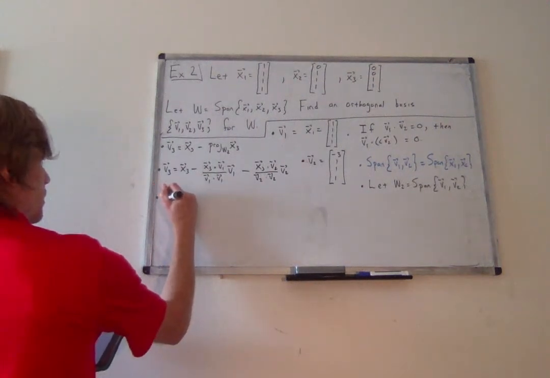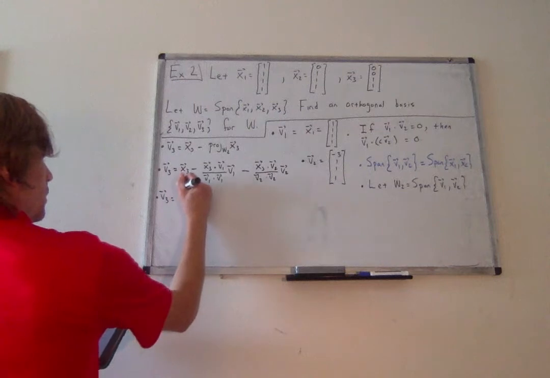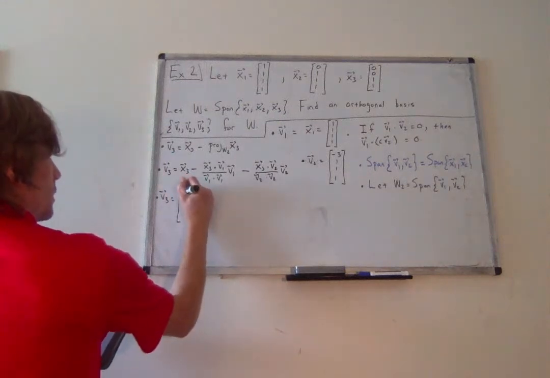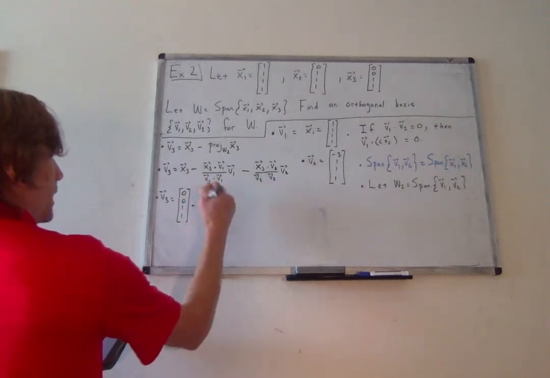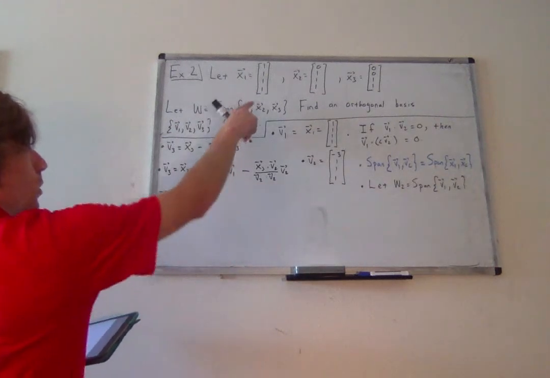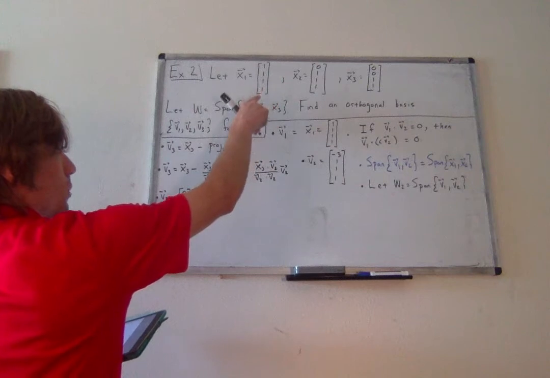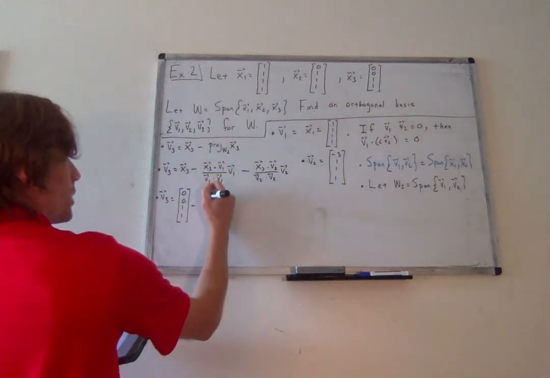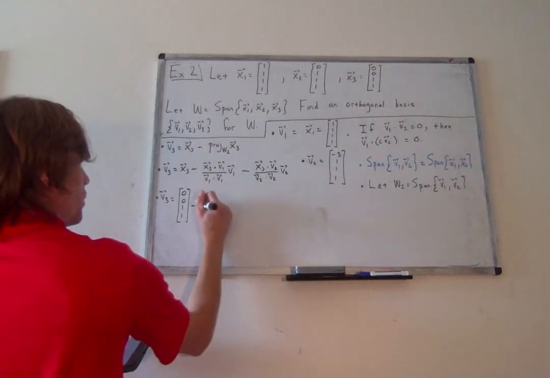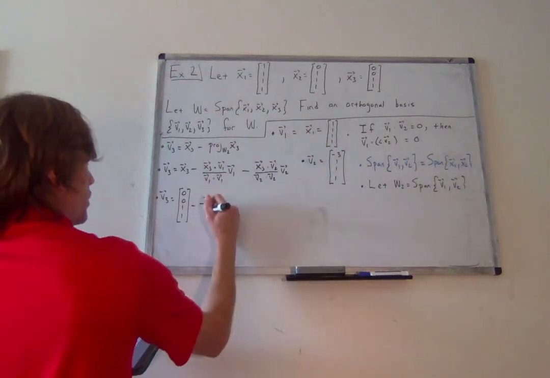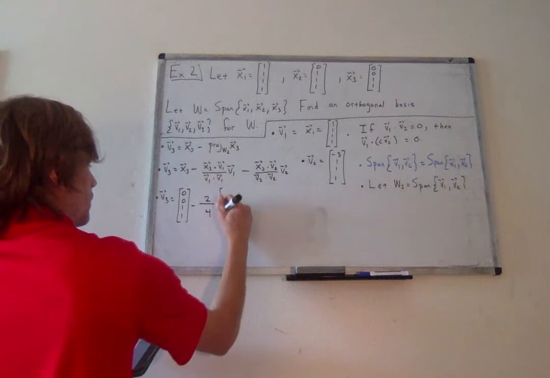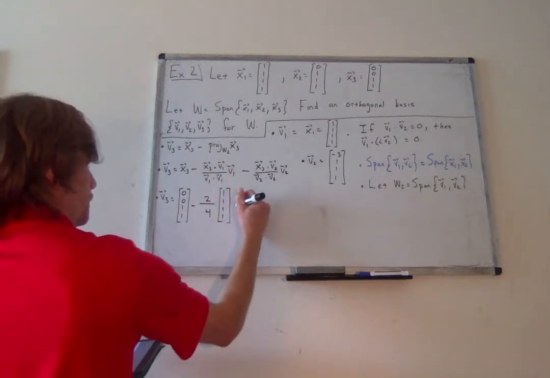So, doing this, 0, 0, 1, 1, minus the dot product of x3 and v1, which is 0 times 1 plus 0 times 1 plus 1 times 1 plus 1 times 1, so 2, over v1 dot v1, which is 4, times the vector 1, 1, 1, 1.